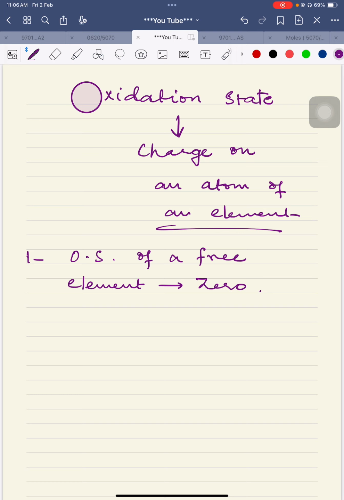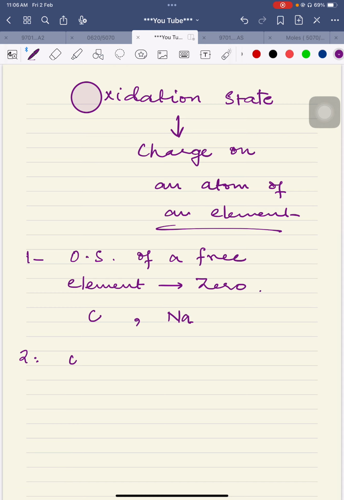Its oxidation state will be zero. Its charge will be zero. So just consider one atom of carbon. It is not part of any compound. We will say its oxidation state is zero. Just consider sodium metal. It is pure sodium metal. It is not part of any compound. We can say its oxidation state is zero. So this is how we can determine the oxidation state of an atom of an element in its free state, in its uncombined state.